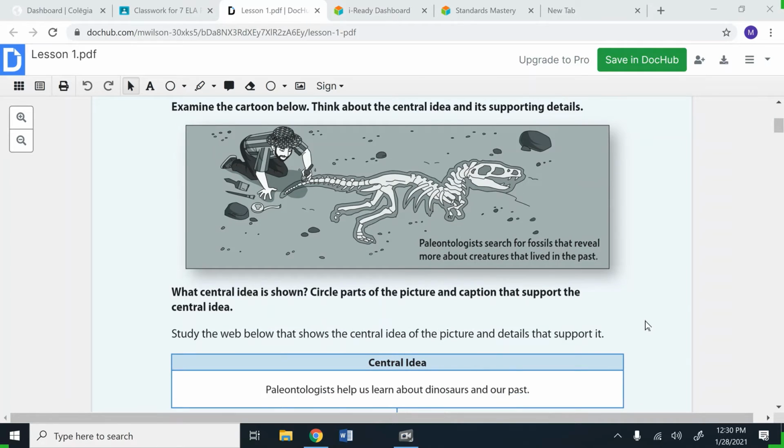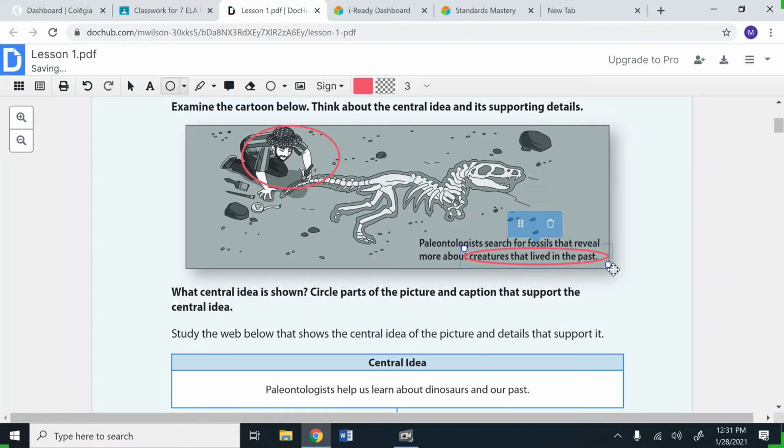So let's look at the question. It says, what central idea is shown? Circle parts of the picture and caption that support the central idea. So I'm going to look back at what I can circle. I'm going to my circle tool up here, and I can circle first and foremost the paleontologist as he is brushing these fossils. And I can also see that the text says it discusses creatures that lived in the past. So these are clues that are going to help me understand what the central idea is here.